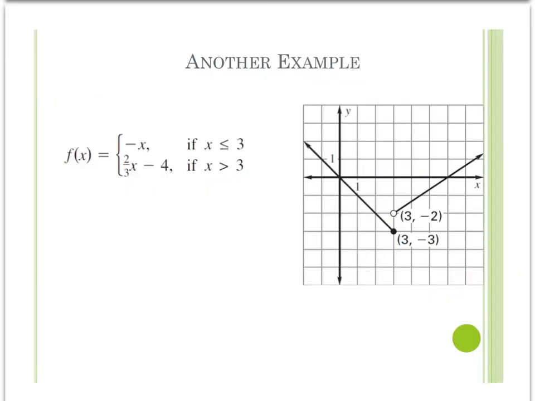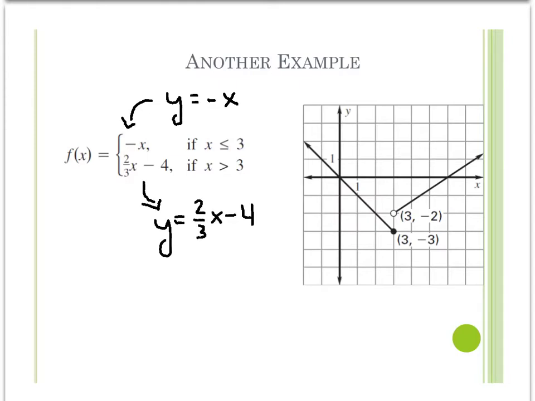Here's an example of a piecewise function. We read this: f of x equals negative x if x is less than or equal to 3. f of x equals 2/3 x minus 4 if x is bigger than 3. Now what this means is whenever we are from negative infinity until positive 3, we look like the line y equals negative x. And then whenever x is bigger than 3, I look like the line y equals 2/3 x minus 4.